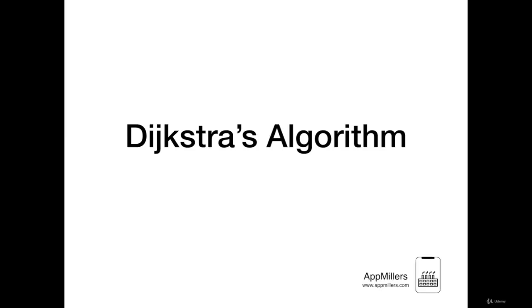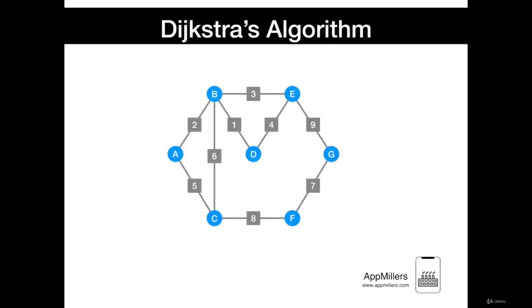Dijkstra's algorithm. Dijkstra's algorithm is an algorithm used to find the shortest path between points on a graph. Let's look at it in action. To start, each point's initial cost value is set. The starting point is set to 0 and all others are set to infinity. We start from the first point, which is A.